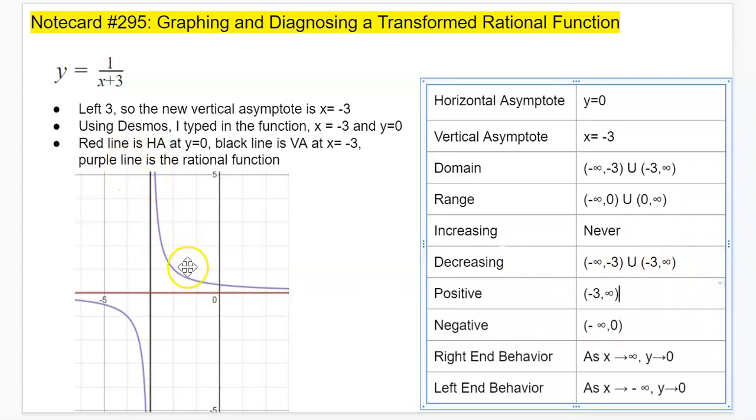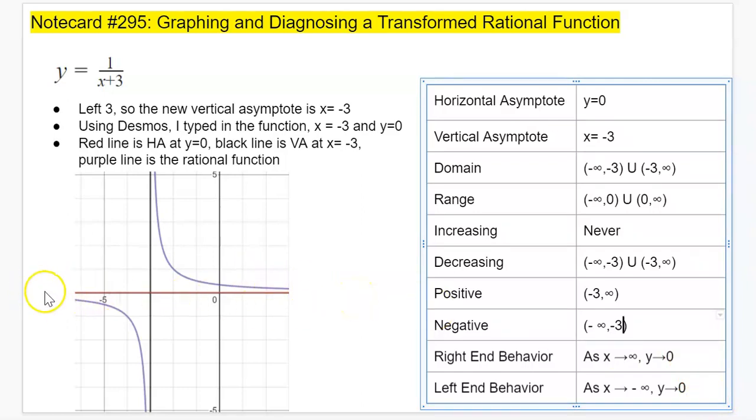Where's this thing positive? That's above the x-axis. That's right here. That's from negative 3 to infinity on forever. Where is it negative? Remember, left to right. So negative infinity up to, ooh, negative 3. Okay. So negative infinity to negative 3. And then my right in behavior, remember, this is just going to be my horizontal asymptote, which is 0. So as x goes to infinity, y goes to 0.